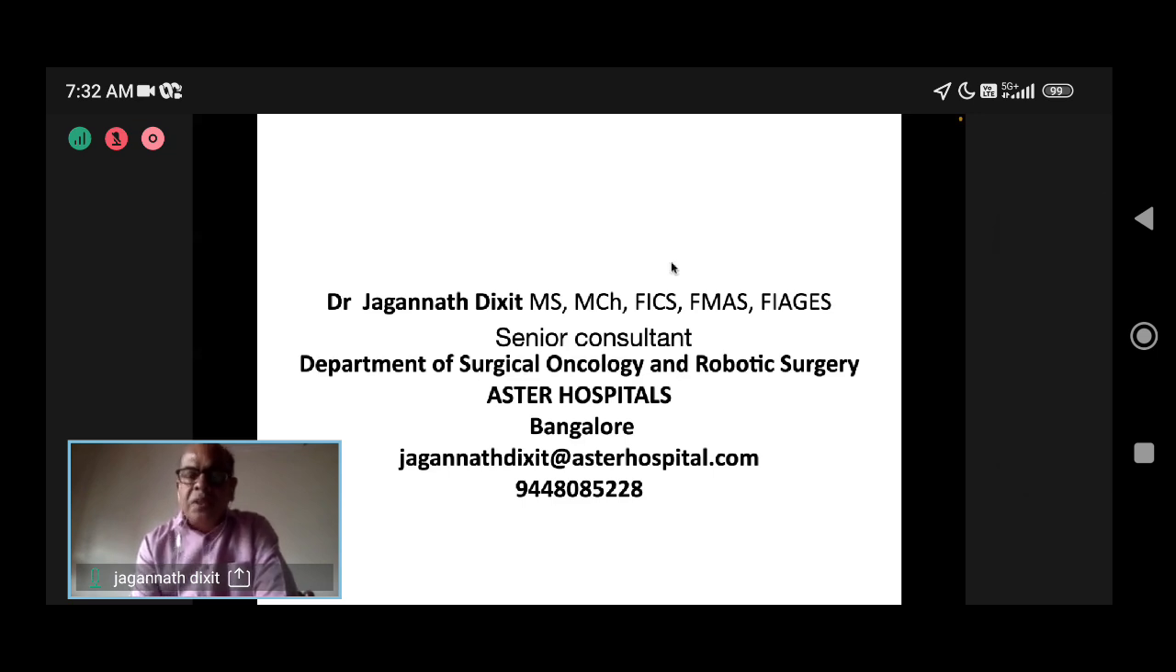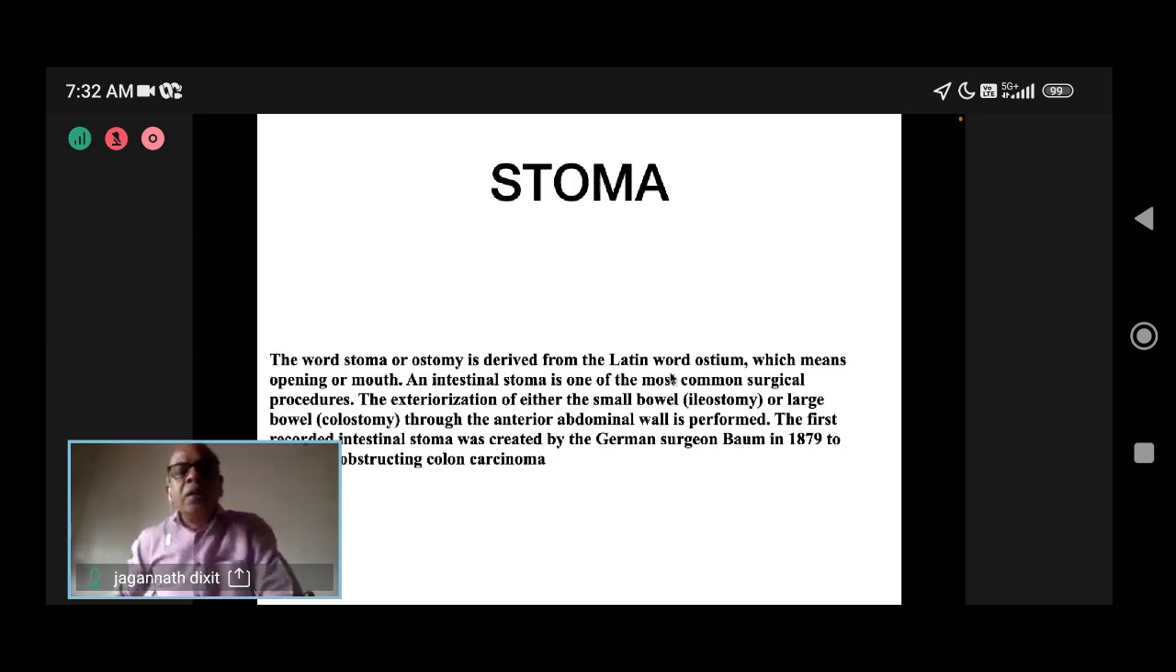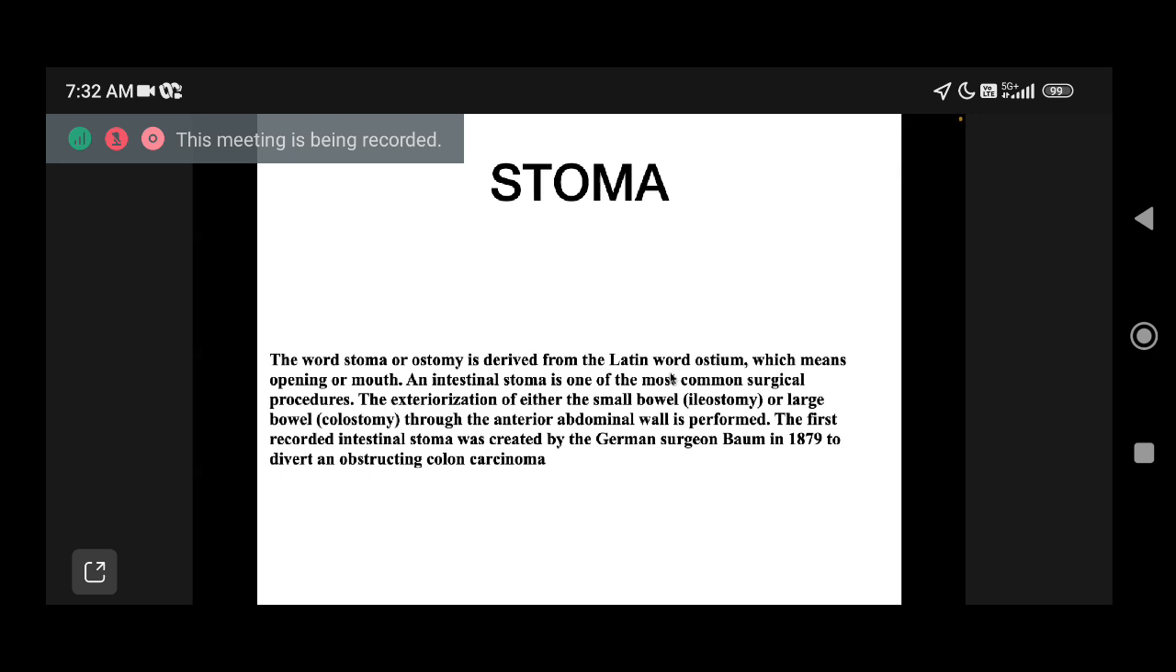So let us start with the basics of stoma. Many times we should know this. What is stoma? First of all, it is a Latin word, ostium, which means the opening or mouth. So this is very important. Stoma is derived from the Latin word, and the meaning is opening or mouth.